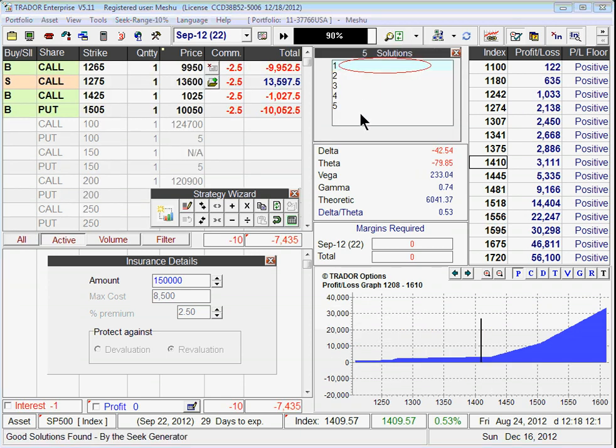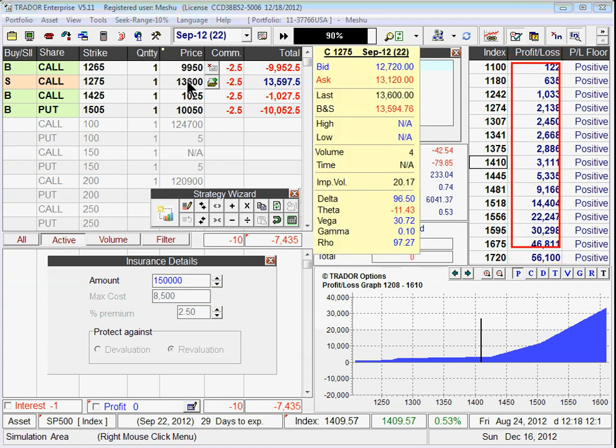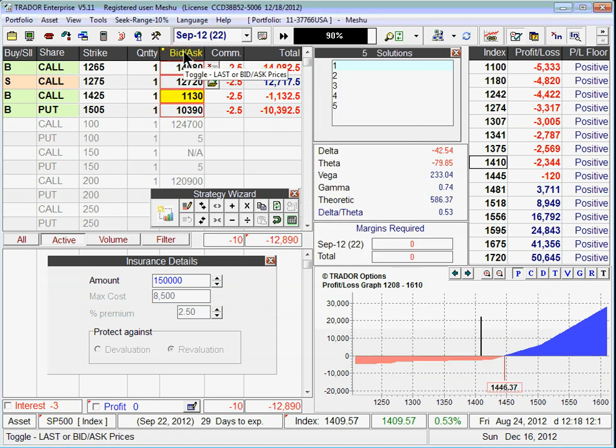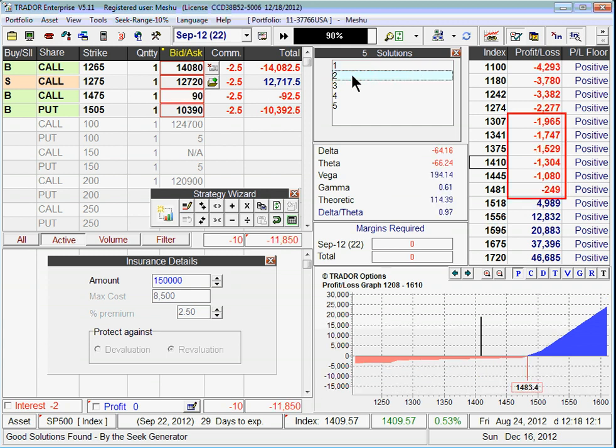The first solutions found appear to be good, all positive profits, and it's a full insurance, but with last market prices. So let's view it on bid-ask mode again. It's still a good solution, since the premium is about 1.5%. The next solution is even better, with a lower 1% insurance premium.